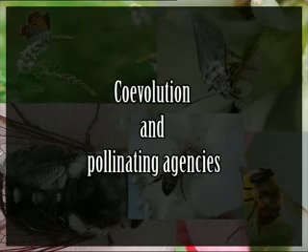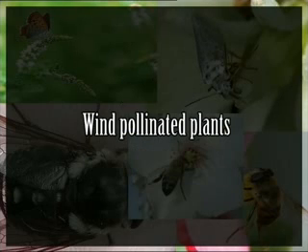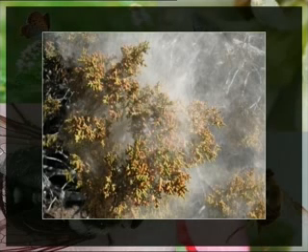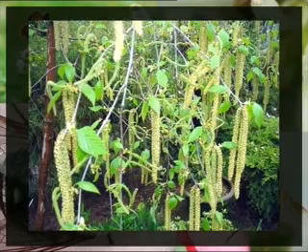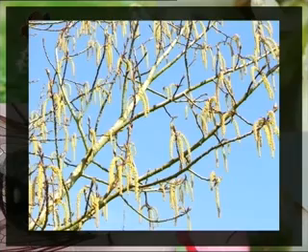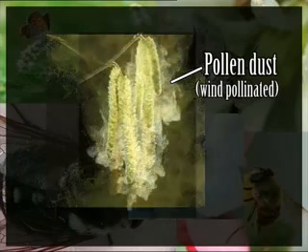Now let's discuss coevolution and pollinating agencies. First of all, we will deal with wind pollinated plants. It is believed that the early seed plants were wind pollinated and their ovules were borne on leaves or cones. For wind pollination, the flower has to produce small pollens which can be carried by wind easily, like those of grasses, sedges, conifers and many other broad-leaved trees like birch, walnut, poplar, hazel and oak, etc.